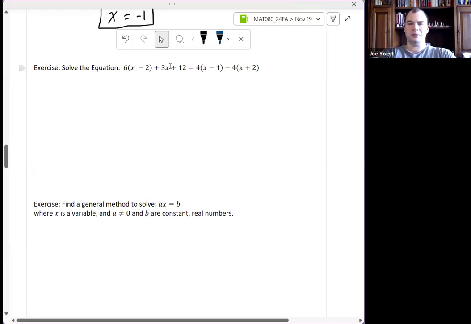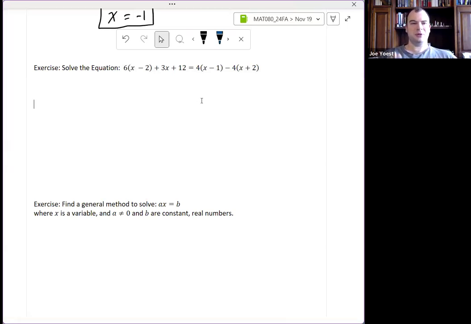The first one is solving this equation. Again, this is a complicated looking equation, but just like the one above, I think if you simplify the left-hand side by itself, then simplify the right-hand side by itself, and then put the simpler forms back together, the path forward will be a lot more clear. And then also as an exercise, find a general method to solve a times x equals b, where x is a variable, a is not equal to 0, and a and b are constant real numbers.